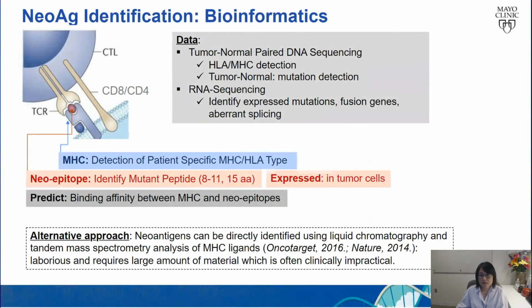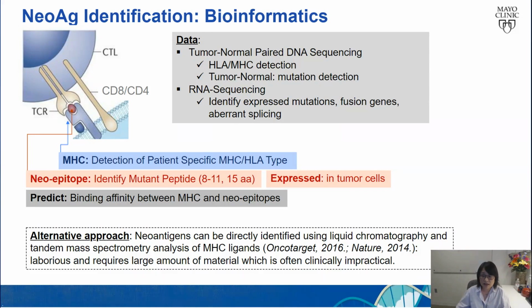As shown towards the bottom of the slide, neoantigen peptides can be directly identified by chromatography and mass spectrometry analysis of MHC ligands. However, this process can be laborious and requires large amount of tissue. Today, neoantigen detection is mostly done by bioinformatics analysis of tumor DNA and RNA sequencing in 3 steps.